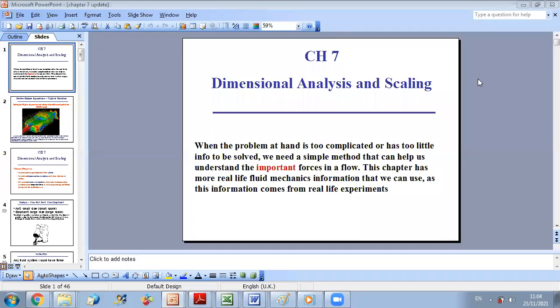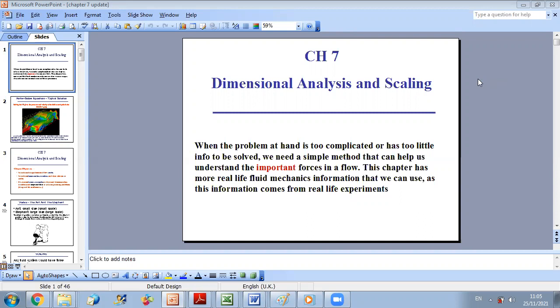We will start the final chapter now. Okay, so you have dimensional analysis and scaling. In this chapter, we will learn several practical issues that we can use in real life. So first, we will learn dimensional analysis, which is a technique for gaining insight into fluid flows.